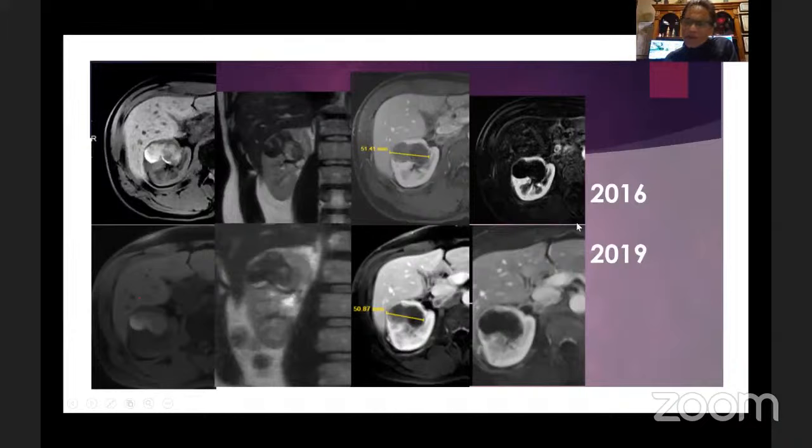We followed this lesion for 3 years, and you can see that there is hardly change in this lesion. There's still some hemorrhage. It is still looking ugly, but there is no enhancement on subtraction images, which saved nephrectomy for this patient.